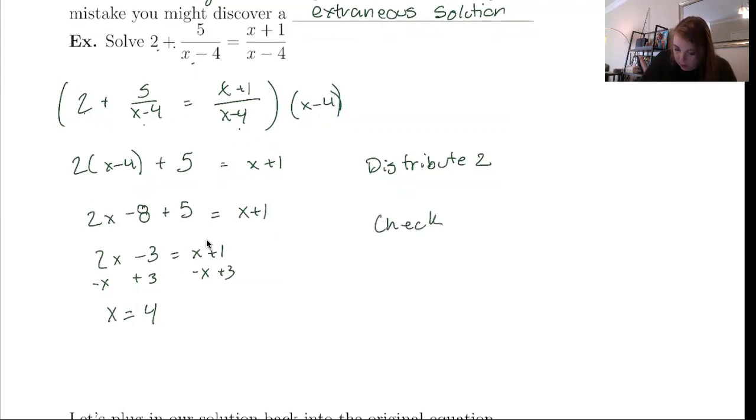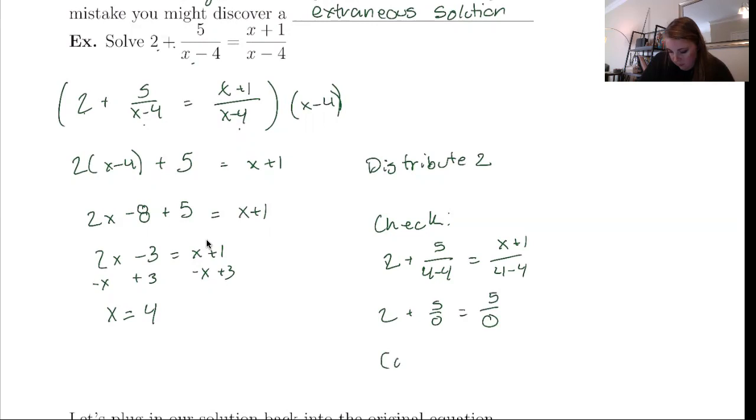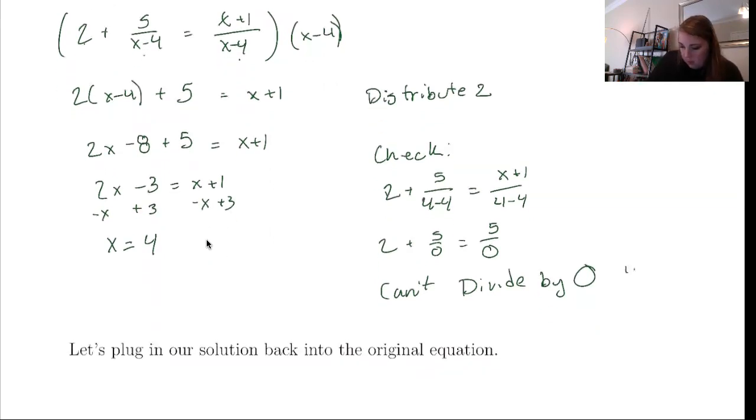All right, but if we go to check, I'll get 2 plus 5 over 4 minus 4 equal to 4 plus 1 over 4 minus 4, which will give me 2 plus 5 divided by 0. Oh, sorry, that x should be a 4. Whatever. 5 over 0, and we can't divide by 0. So what do we say when that happens? Do I say extraneous solution? No. What we're going to say is no solution.